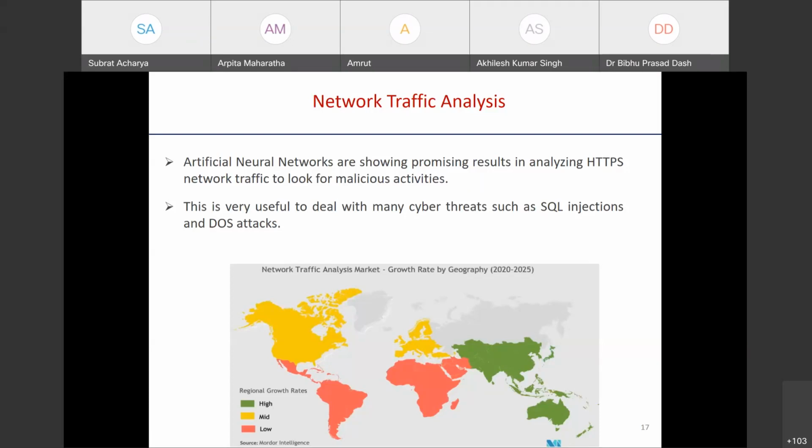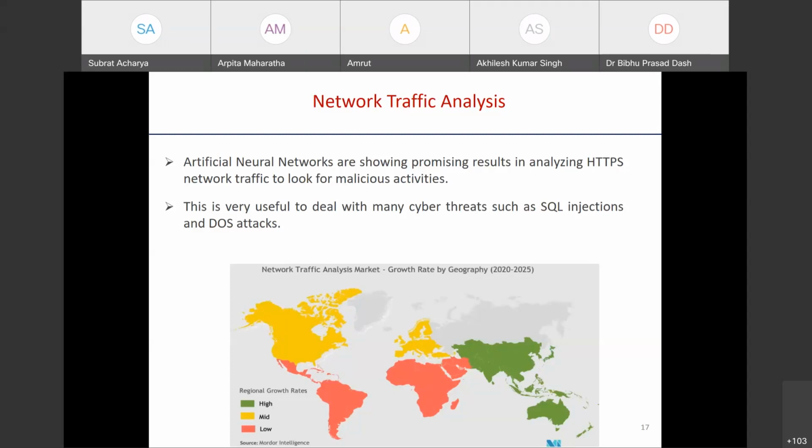So here, as you know, HTTPS network traffic is used to look for malicious activity. That means if any malicious activities are happening, it will instantly tell us that this action has happened, and because of that, this has resulted in some malicious activities. So this type of information, data, we have to give to our model.